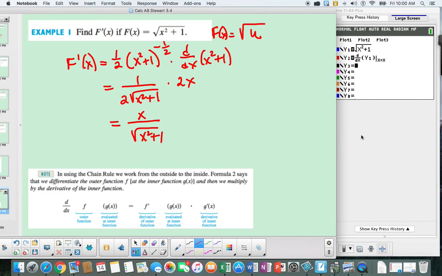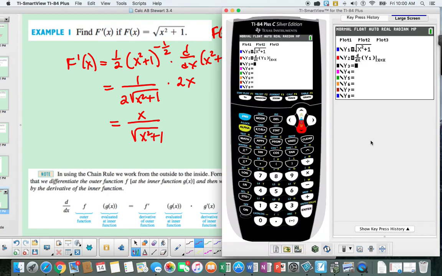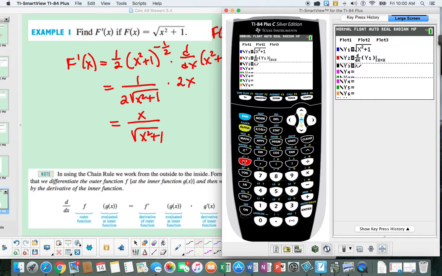Okay, let's go over to the calculator, and I'll show you how the calculator can check your work. I've put in the function. I've put in how the calculator is going to find the derivative, and now I'm going to put my guess. So I'm going to say x divided by root x squared plus 1.